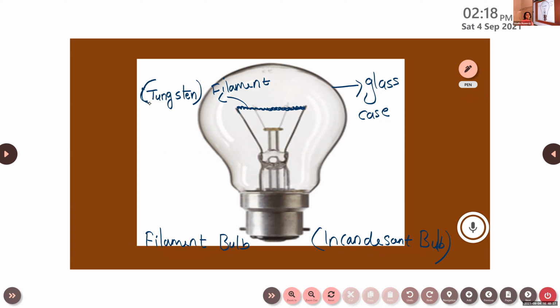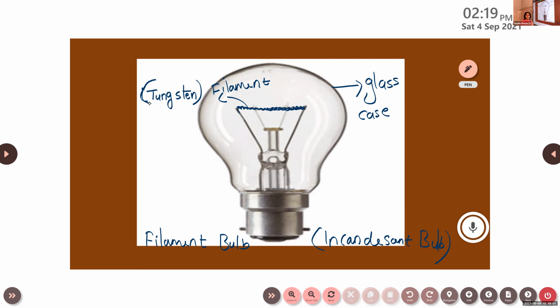In order to avoid breaking of the filament, here we are making this filament with a strong metal called tungsten. And what is the use of the filament inside this incandescent bulb? If and only if this filament becomes too hot, then only the bulb produces a brighter light. So that is why we are using this filament inside this incandescent bulb.